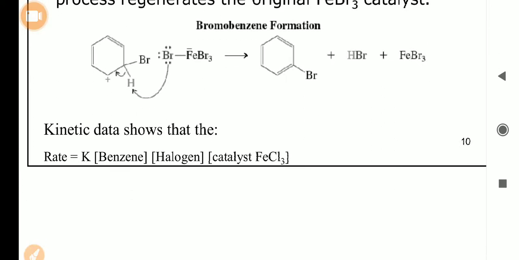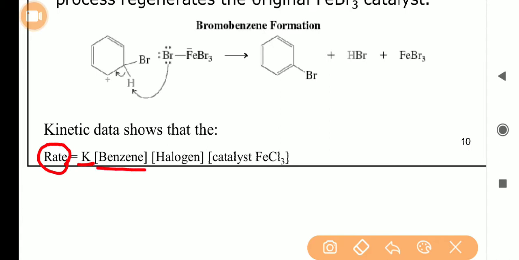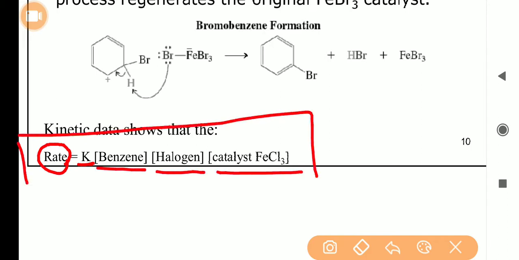In the case of kinetics, to calculate the rate of the reaction, k is the rate constant, and the benzene ring, halogen, and catalyst are all used. This is called the rate of the reaction.